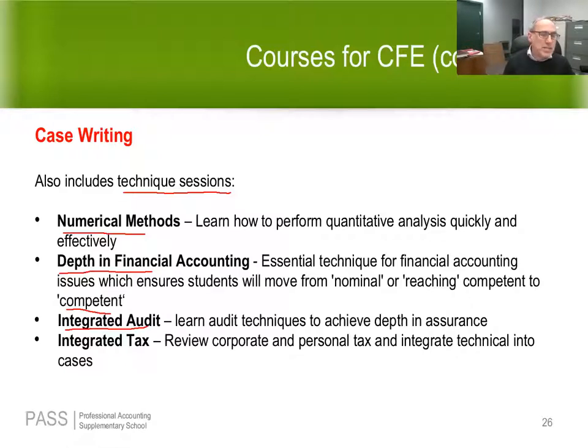But for now, suffice it to say that when they typically mark you, say you're writing up an accounting issue, say you're dealing with development costs, they can rank you anywhere from nominal, which means you did a really poor job, to reaching, which means you did a so-so job, but you didn't reach the level they were looking for, to competent, which means you hit the level they were looking for. What we're trying to do in depth in financial accounting is teach you how to apply your technical in an effective way so that you're able to achieve competent, which is exactly the level you're aiming for on the exam.